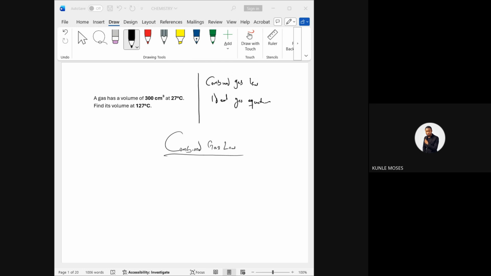So what is the formula for the combined gas law? It is P1V1 over T1 is equal to P2V2 over T2. That is the formula for the gas law. The P1, by now you should understand, is talking about the initial pressure, your first pressure, while V1 is talking about your initial volume, right?